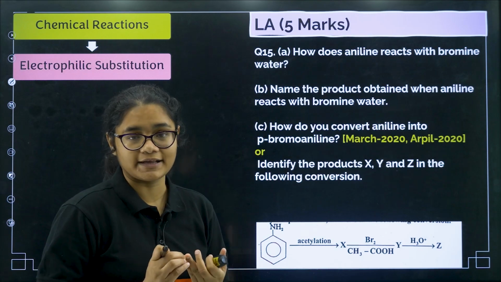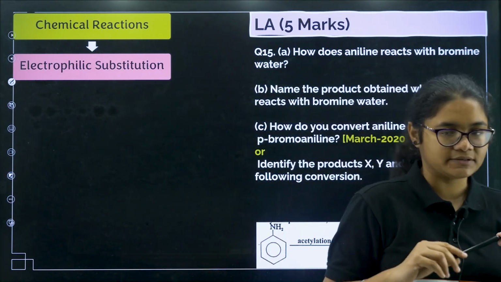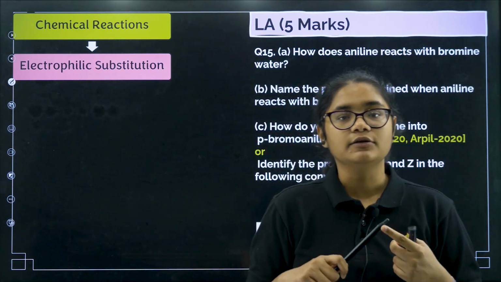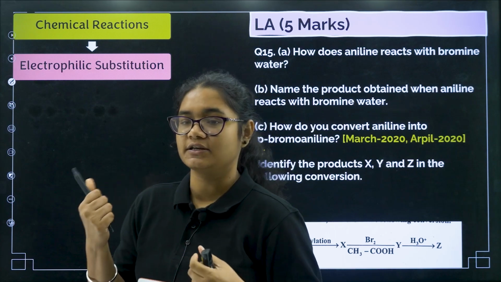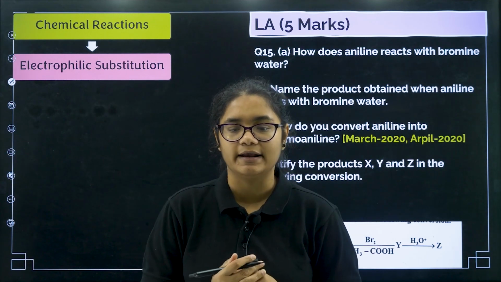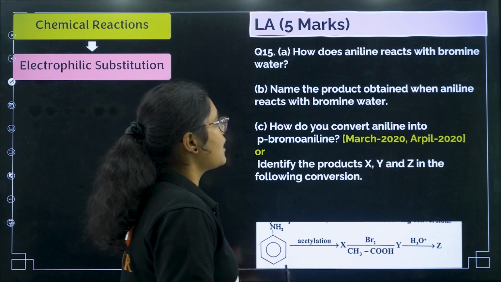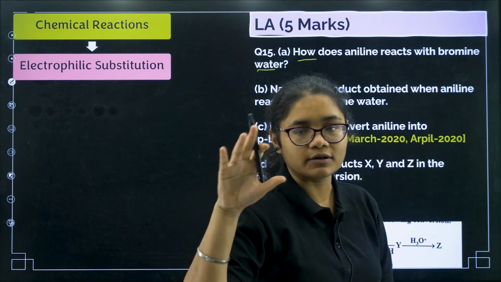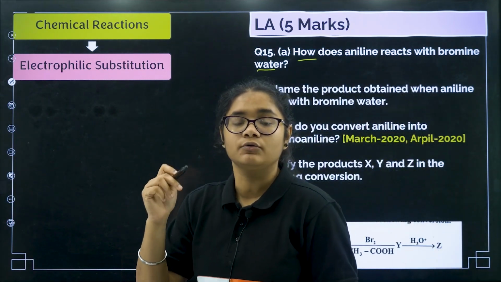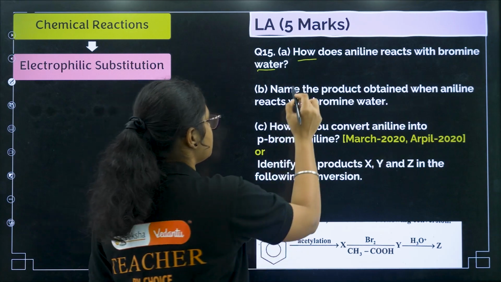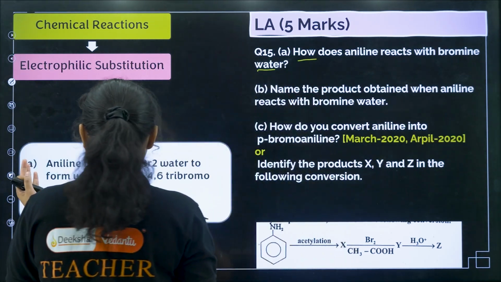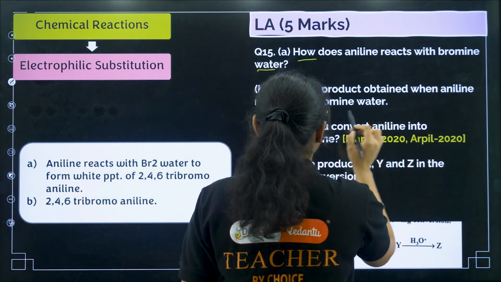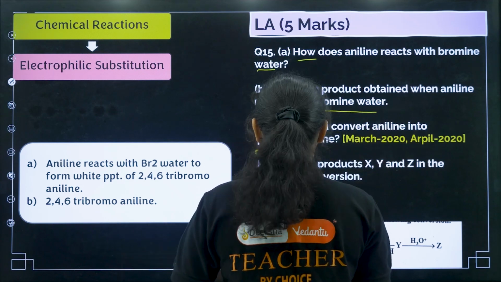So that is your substitution reaction. Again, let me revise what reactions we have studied: basicity, alkylation, acylation, carbylamine reaction. Then you have sulfonyl chloride, reaction with nitrous acid, and the last, the seventh one, is your electrophilic substitution reaction. How does aniline react with bromine water? If you directly put bromine water, all the positions will be substituted and you will get 2,4,6-tribromoaniline, right? So we can write here, aniline reacts with bromine water to form a white precipitate of 2,4,6-tribromoaniline. The product formed is 2,4,6-tribromoaniline.